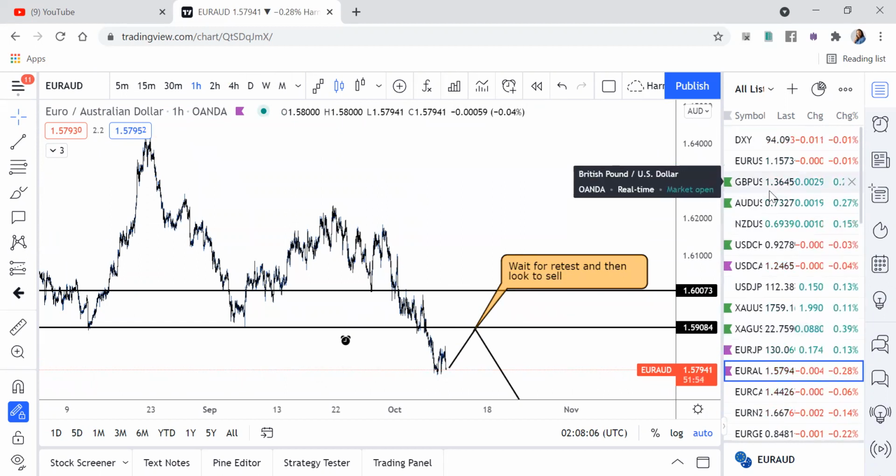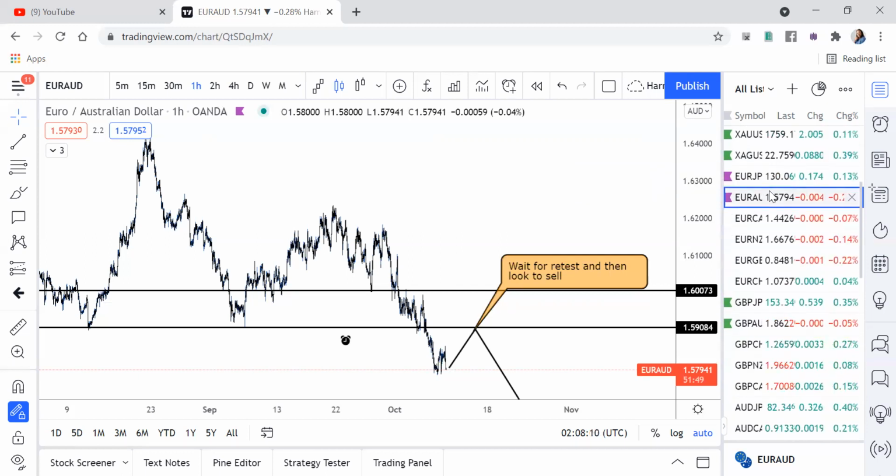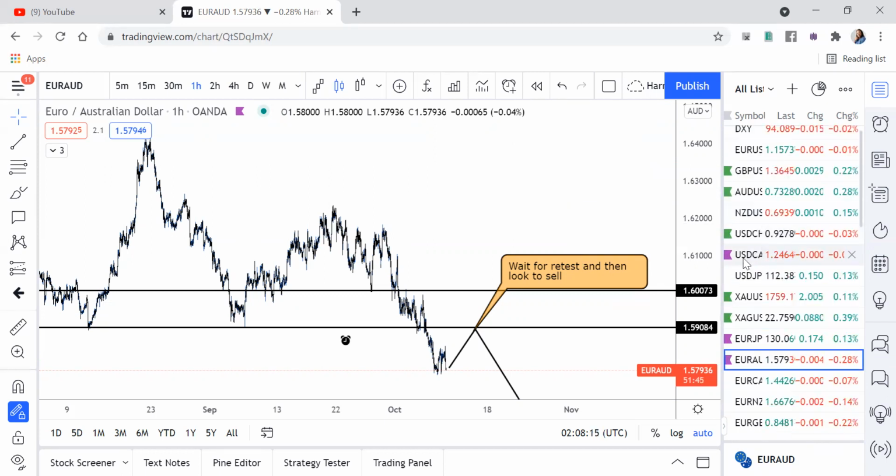Yes, we still have some other pairs that we're looking at, like GU, AU, USHEF, Gold, Silver, GJ, and GA. But for now, my favorites are those three: UCAD, EJ, and EA.